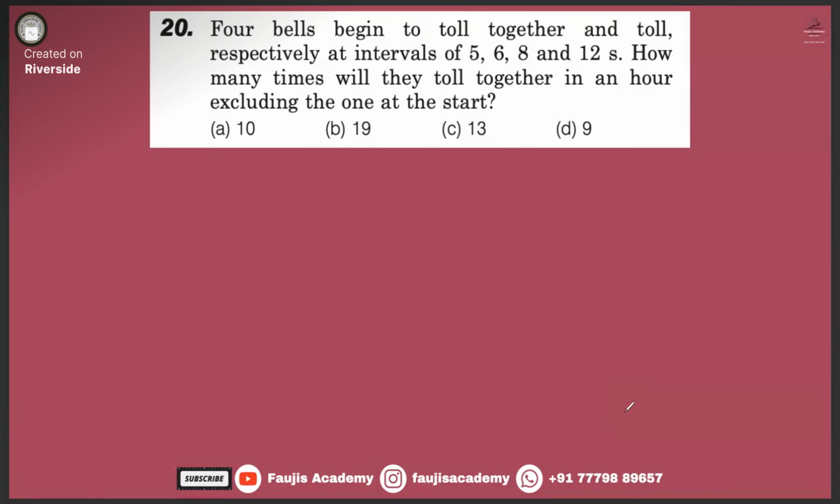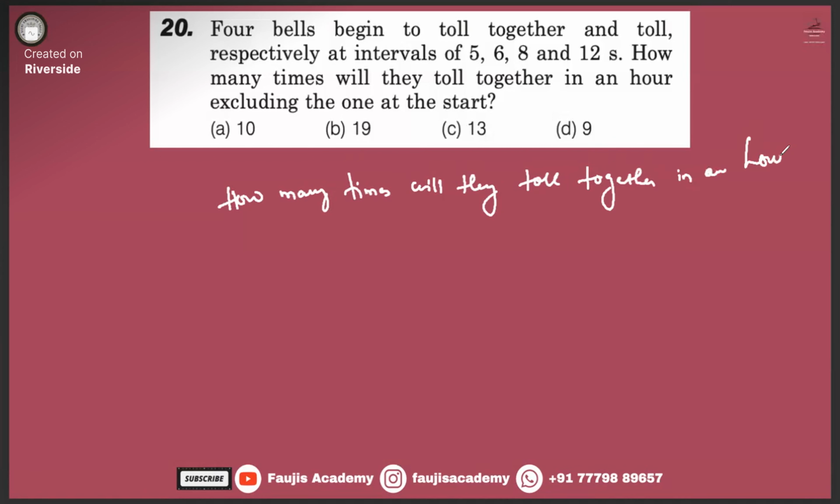4 bells begin to toll together and toll respectively at intervals of 5, 6, 8, 12 seconds. How many times will they toll together in an hour, excluding the one at the start? How many times, guys? The question is, how many times will they toll together in an hour?